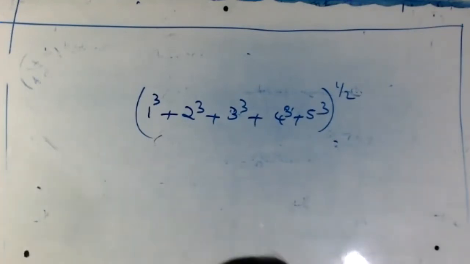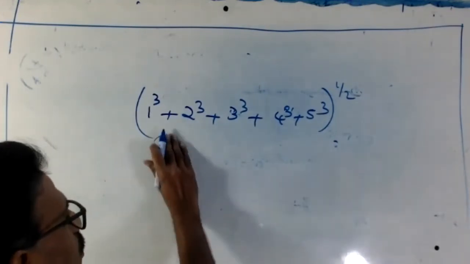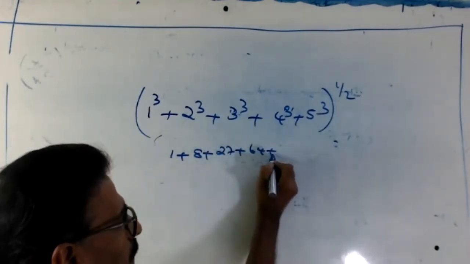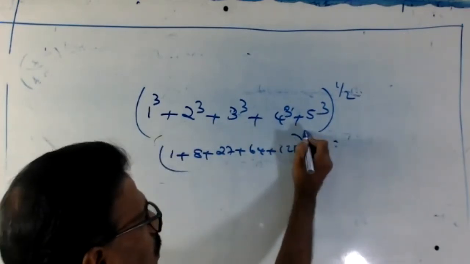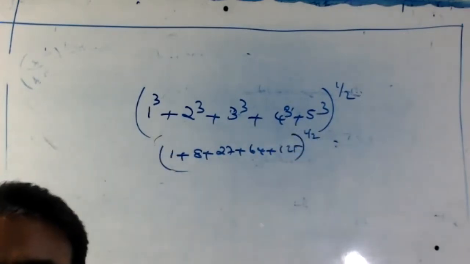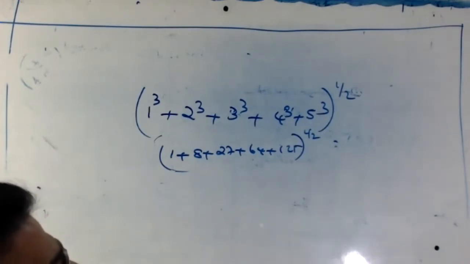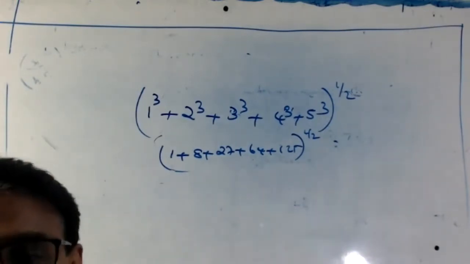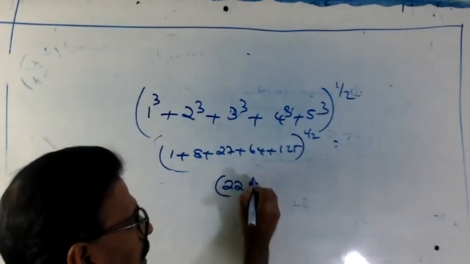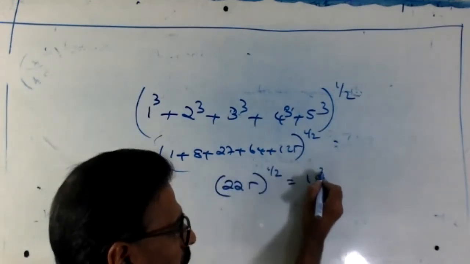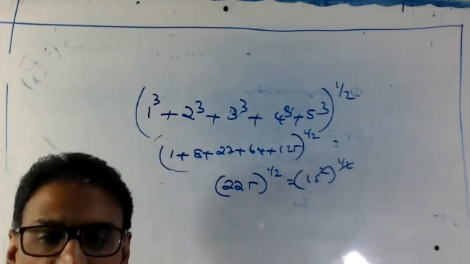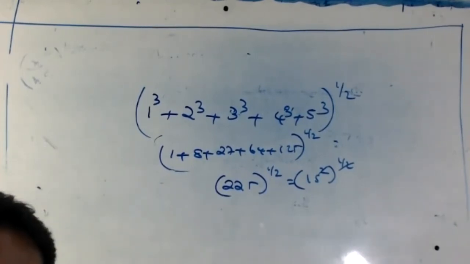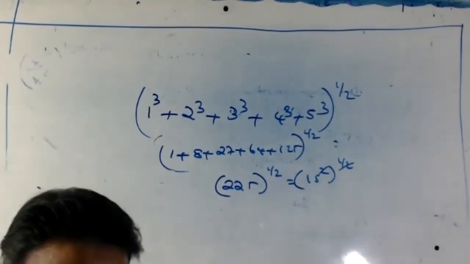Okay. So now this question. Look at here. 1 plus 8, 27, 64 plus 125, whole raised to 1 by 2. What is this one? How much is the addition? 125 plus 64 plus 27 plus 8 plus 1 is 225. Yes, 225, not 224. 225 all raised to 1 by 2. That is 15 square all raised to 1 by 2. The answer is what? 15. I told you in the first class you have to make a table and learn by heart till the square of 30. You know or not?